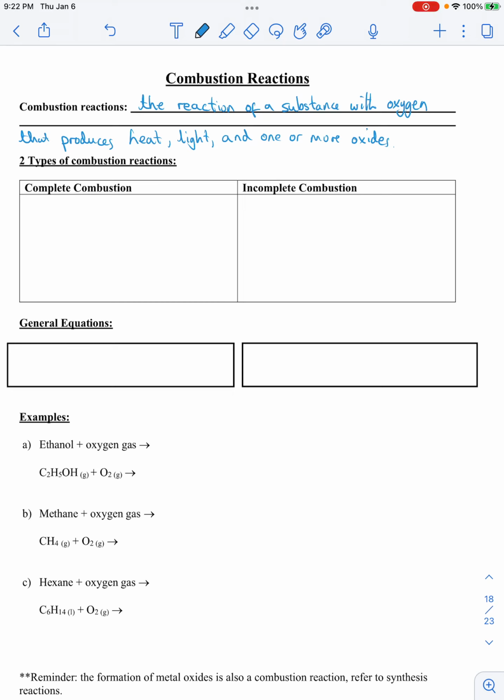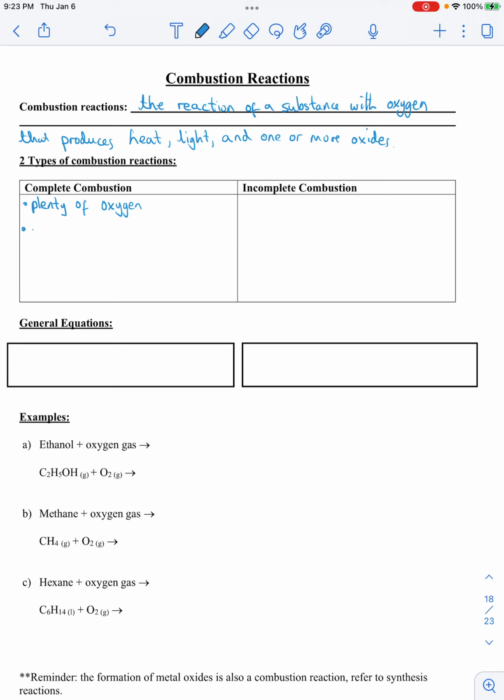And we can break it down. In grade 11, we get a bit more specific than what we saw of combustion reactions in grade 10. And in grade 11, we'll see two types of combustion reactions. The first is complete combustion. So this is what happens when there is plenty of oxygen. If there's lots of oxygen available for the reaction, then you will get complete combustion. And what that means is the substance is going to burn really cleanly, and it burns completely.